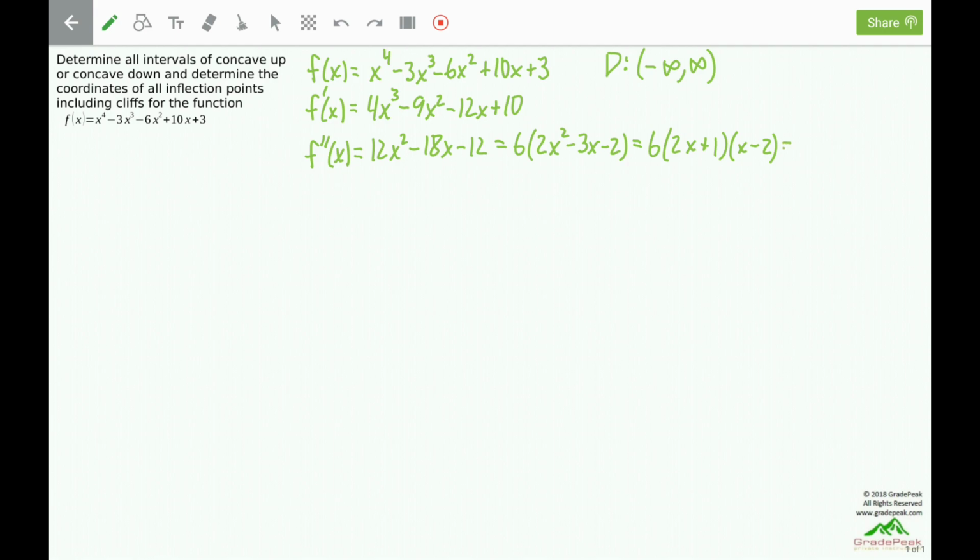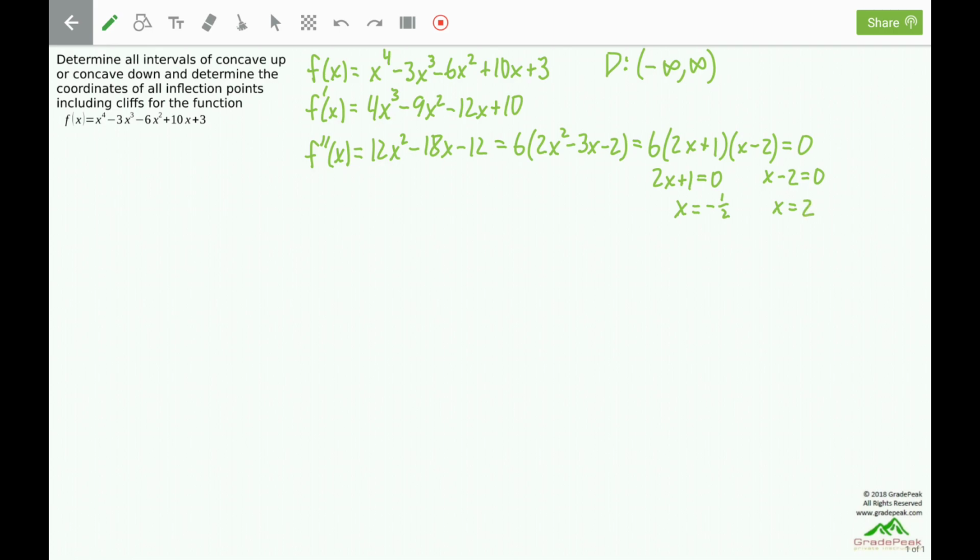We can set the numerator of the second derivative equal to 0, and the denominator, if there is one, also equal to 0, and solve for all x's. The first factor, 2x plus 1, equals 0. We can subtract 1 from both sides and divide both sides by 2, and x will equal a negative 1/2. The second factor, x minus 2 equals 0, we can just add 2 to both sides, and x equals positive 2.